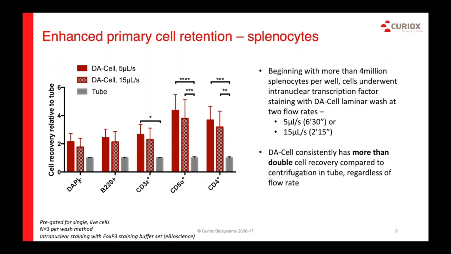So here we show enhanced cell retention during a FOXP3 staining of splenocytes. And again, this is a relative comparison between the 2 methods. So you can see the chart legend here. We've got 2 methods, 2 flow rates with a DA cell washer, and then washing with a tube and a centrifuge. And the maroon colored bars and the maroon and gray checkered ones are the DA cell washer at 2 different flow rates. So you can see that both methods with the DA cell have better retention than the tube method. And again, this is optimized for this particular lab's protocol.